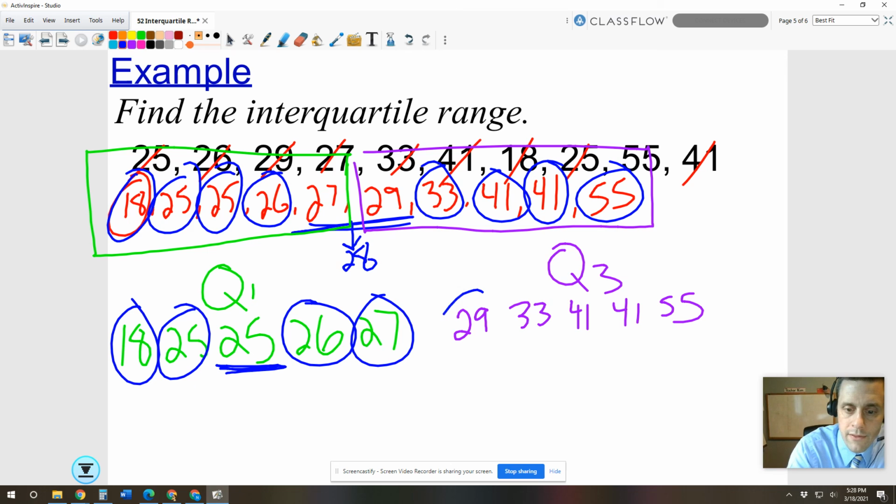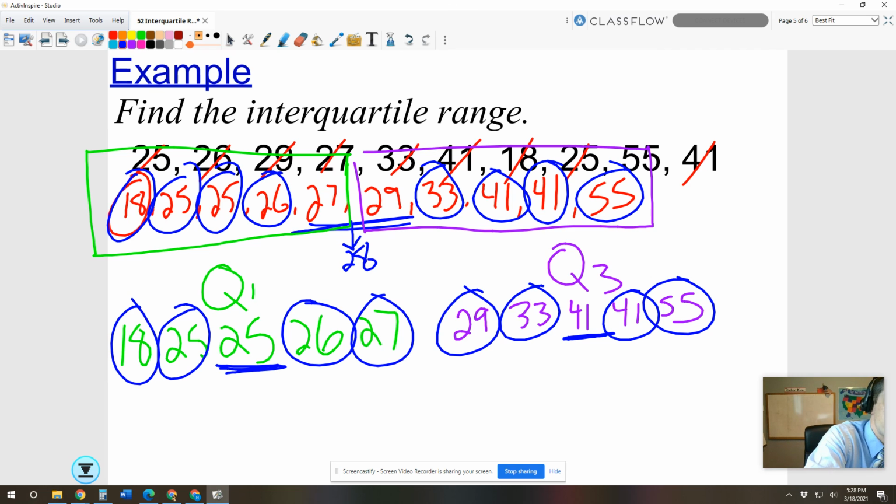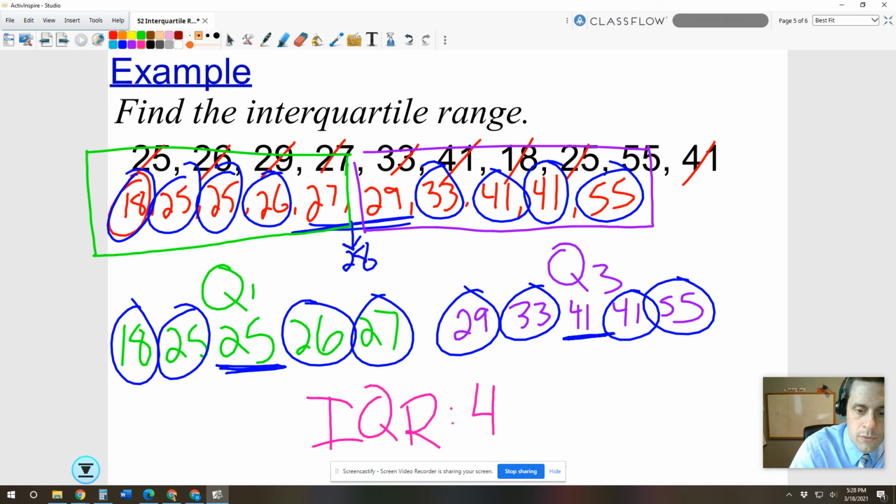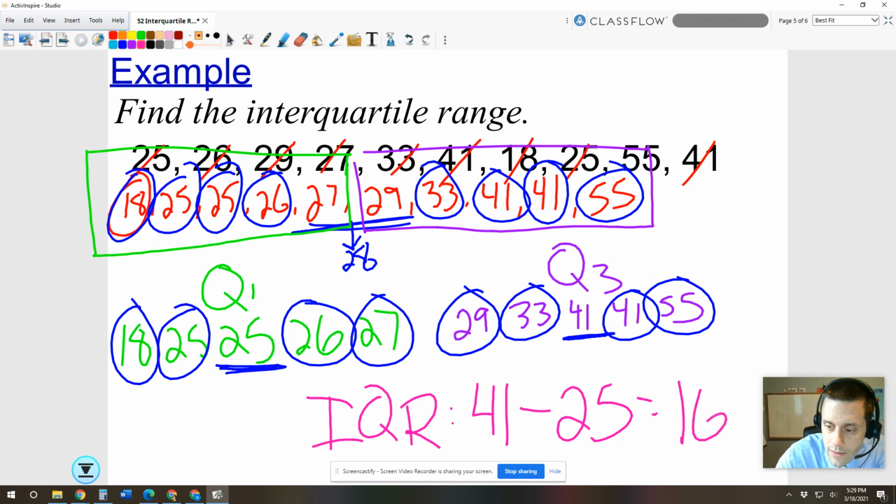And we're finding the median of those, 29 and 55 on the ends, 33 and 41 on the ends. I'm left in the middle with 41. Finally, to calculate interquartile range, I'm going to take my Q3 value, which is 41. I'm going to subtract my Q1 value, which is 25, to get an interquartile range of 16.